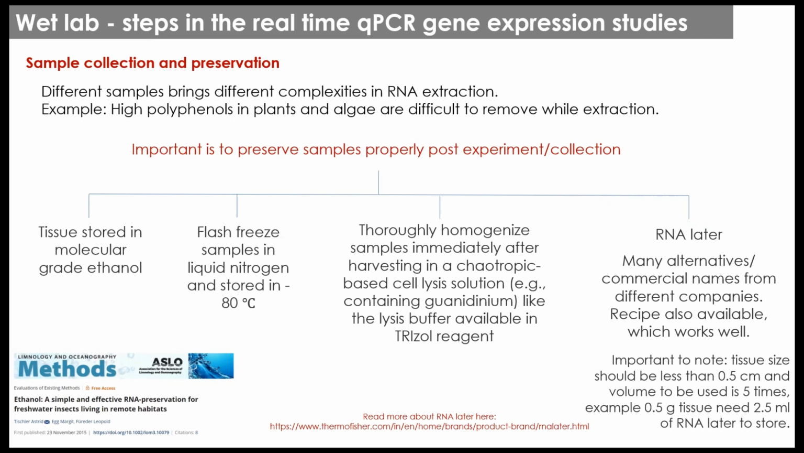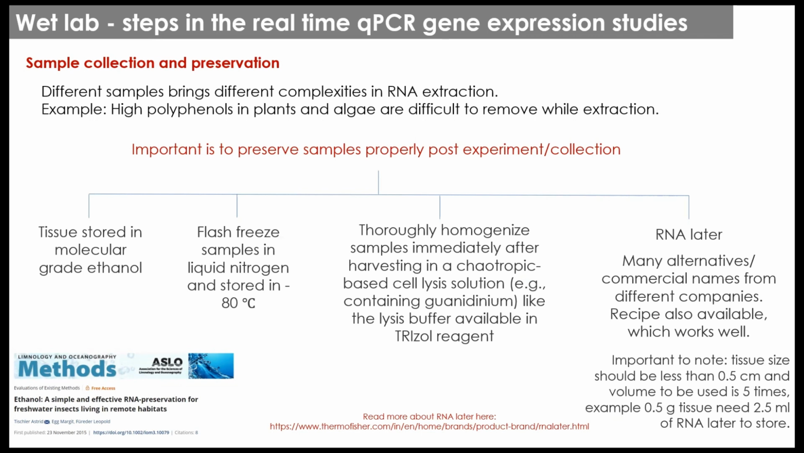Different samples bring different complexity when you talk about RNA extraction. For example, the polyphenols in plants and algae are very difficult to remove when you do the RNA extraction. Similarly, there are cases where you have much higher DNA or much higher secondary metabolites that again cause difficulty in getting high quality RNA, right? So we will look at how we solve those things in different samples.